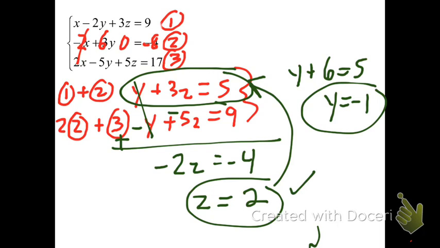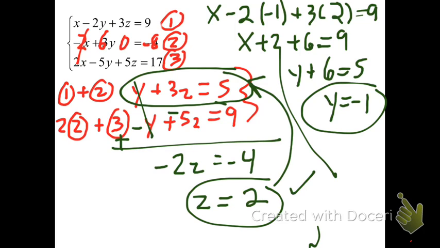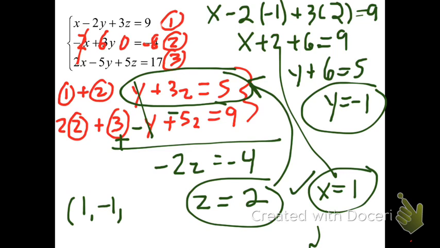Alright, then I could plug in these two into the top equation and solve for x, or any of the original equations. So like x minus 2 times -1 plus 3 times 2 equals 9. Alright, we get that same equation that we did earlier, x plus 2 plus 6 equals 9, which implies that x is equal to 1. And there's our solution. Alright, and that's how we're going to solve a system of three variables, by doing elimination.